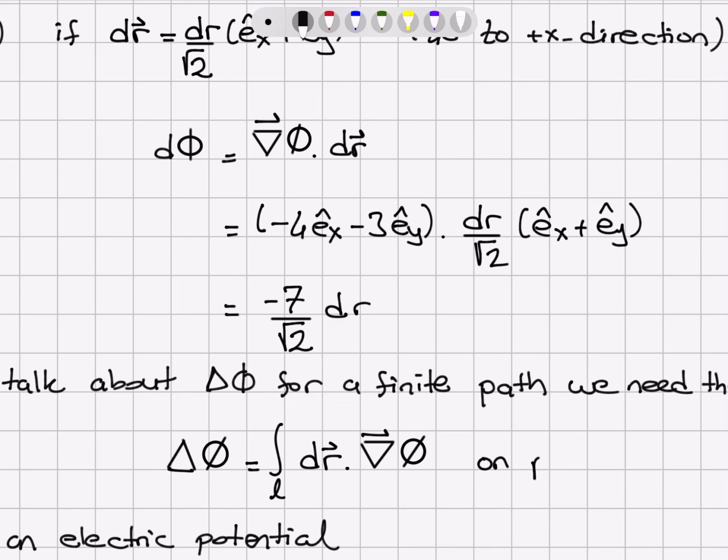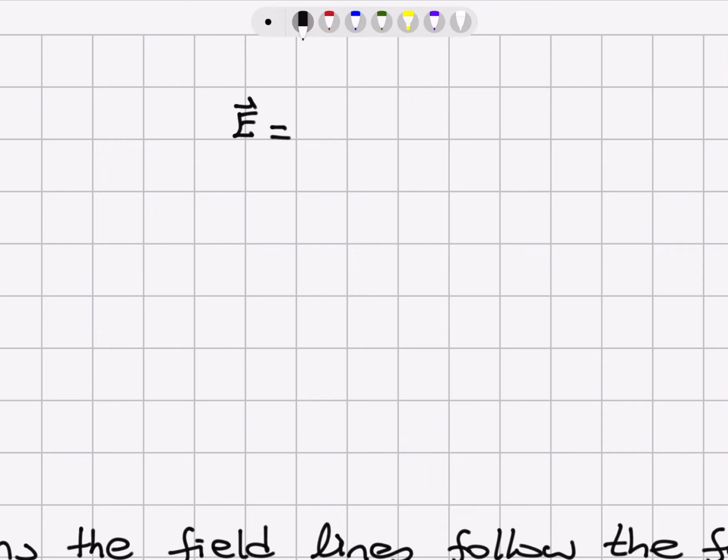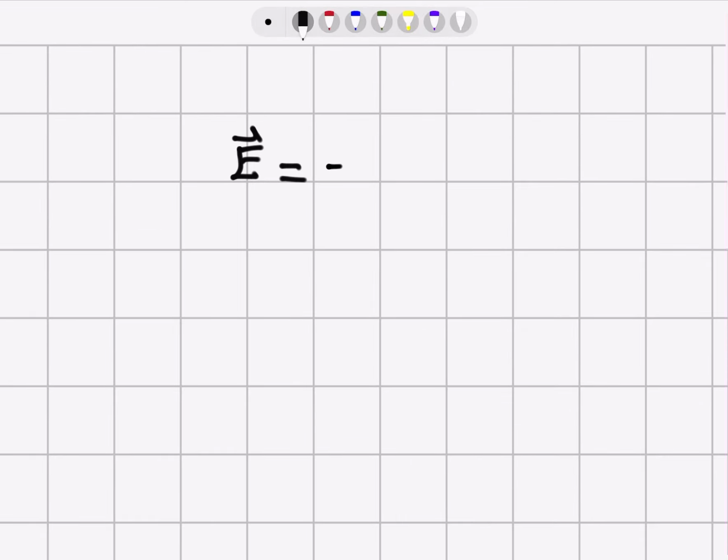So on path L, for each point, we take the dot product of the displacement with gradient of phi. That tells us the change in the phi function in the vicinity of that point. And if we go on a certain path, then we can calculate the change in the function also following that path. For example, if phi is equal to minus xy is an electric potential, then the electric field is related to the electric potential as minus the gradient of the electric potential, minus gradient of phi.